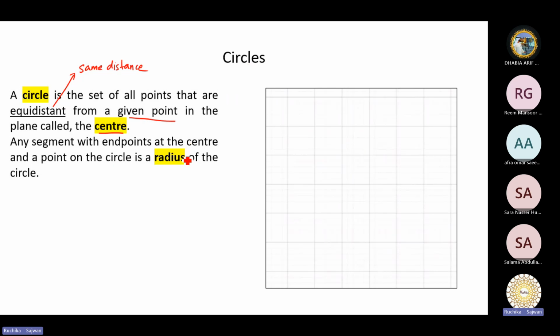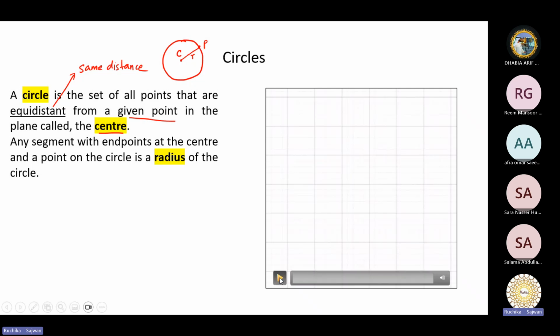So I will draw here. Look here carefully. This is like the shape of a circle, like the shape of a bangle. There is a fixed point. This fixed point is called the center, as you can see. And if I take any point on the boundary of the circle, for example, this point P, and I join the center with this point P, then this is called radius. So radius is basically a segment, a distance of the fixed point center with any point on the circle. So this is the definition.